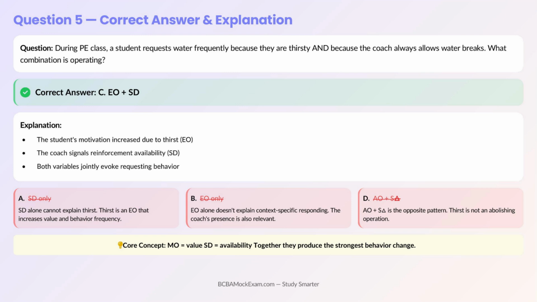SD alone cannot explain thirst, EO alone cannot explain the role of the coach, and AO plus S delta is the opposite pattern. The key idea is that motivation influences value and discriminative stimuli signal where reinforcement will occur.